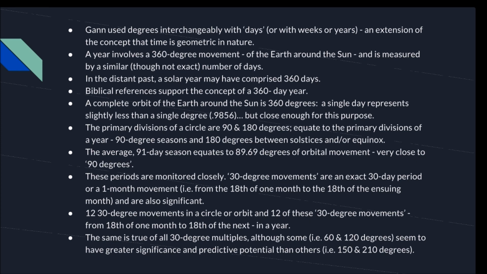We're going to explain to you how we do the weekly, monthly, and daily reports by using this information as well, and how we are able to use this and also obtain the inversion structure within this time frame. The same is true for all 30-degree multiples, although some, 60 and 120 degrees, seem to have greater significance and predictive potential than others, such as 150 and 210 degrees.